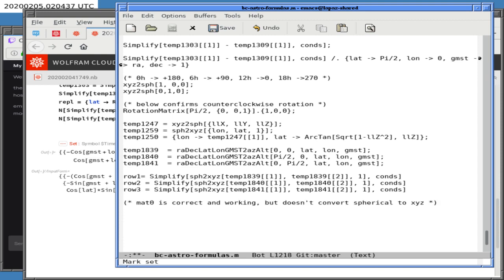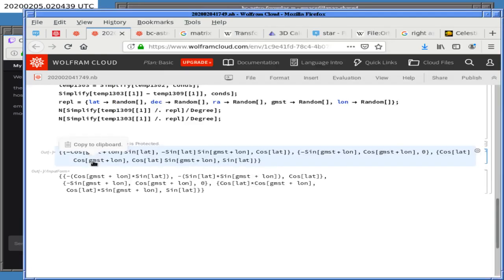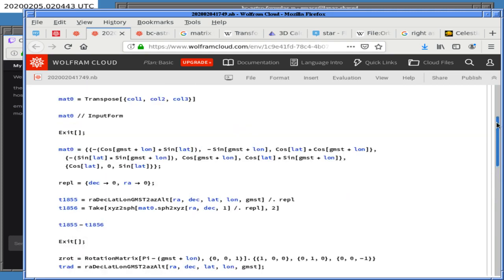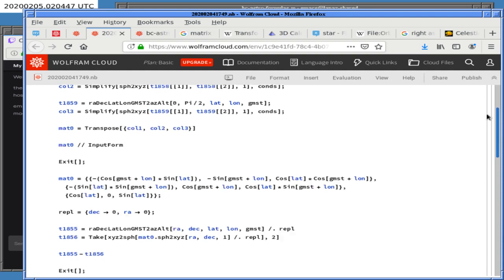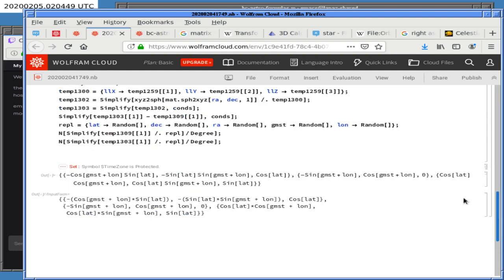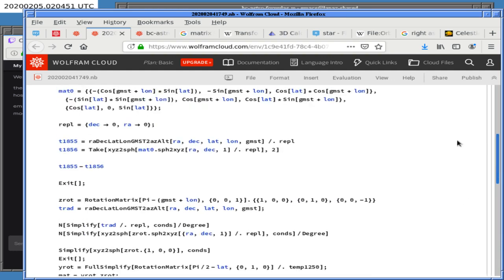Put this down here. That looks way too similar. Did I do something wrong? Wait, I've got two outputs here. Oh, this is not the one I want. No. Let's see.